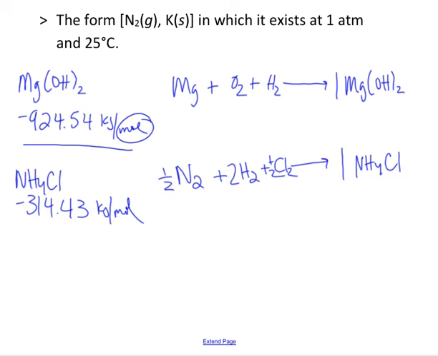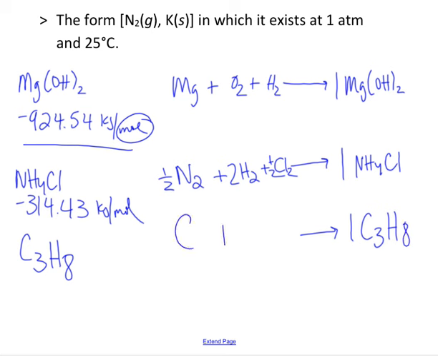So tell me the formula. Did you say propene or propane? Propane. So that's C3H8. Okay, if we're going to form 1 mole of that and get the heat of formation of propane, we're going to do C3H8.